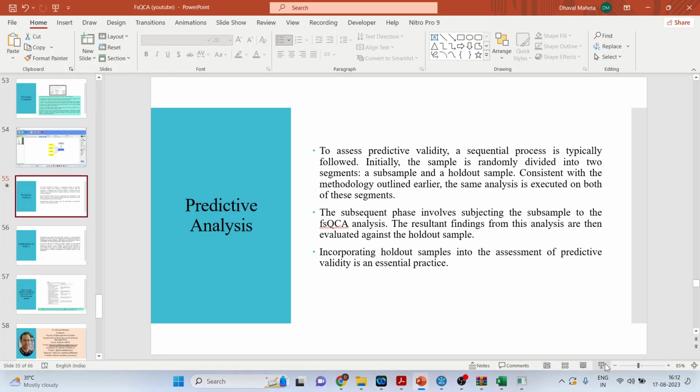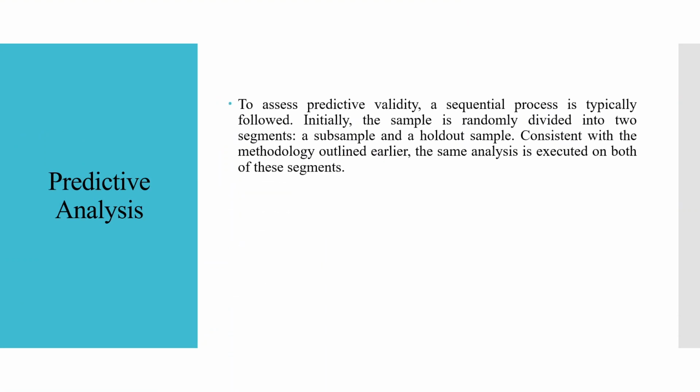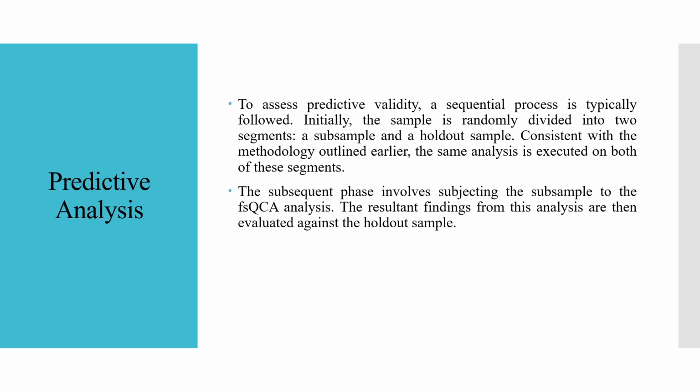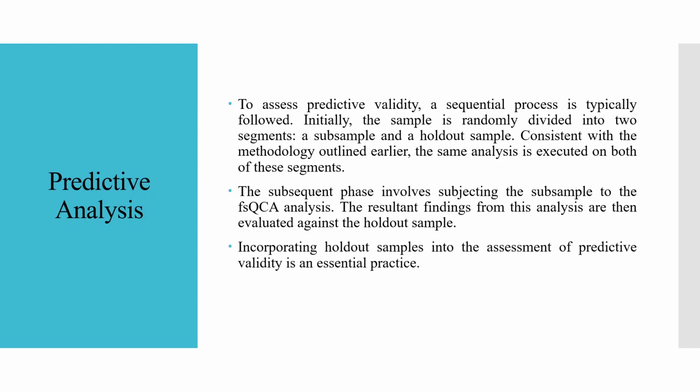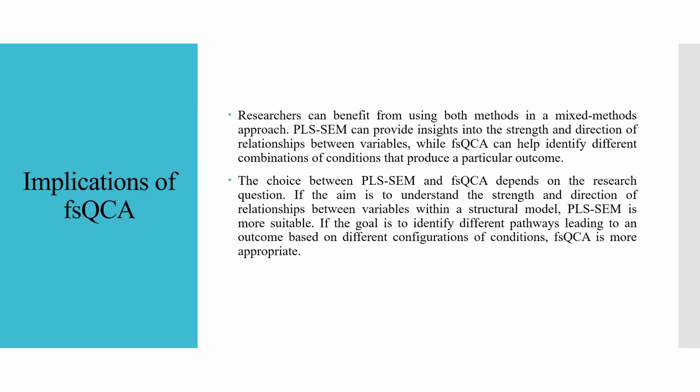Now, the next thing you have to do is predictive analysis. To assess the predictability, a sequential process is typically followed. Initially, the sample is randomly divided into two segments, a subsample and a holdout sample. Consistent with the methodology outlined earlier, the same analysis is executed on both of these segments. The subsequent phase involves subjecting the subsample to the fsQCA analysis. The resultant findings from this analysis are then evaluated against the holdout sample. So we are comparing them. Incorporating the holdout samples into the assessment of the predictive validity is an essential practice.